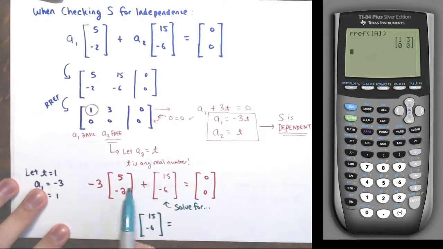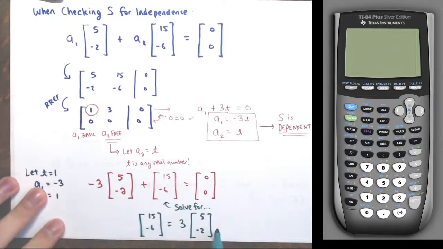And then just adding this to the other side. I have -3 times 5, -2 there. I would just add it to the other side. And having the 0 vector over here doesn't affect anything. So I'd have +3 times 5, -2. And I said that at the very beginning, right, that the second vector in S was just 3 times the first vector. And we're seeing that relationship right now.